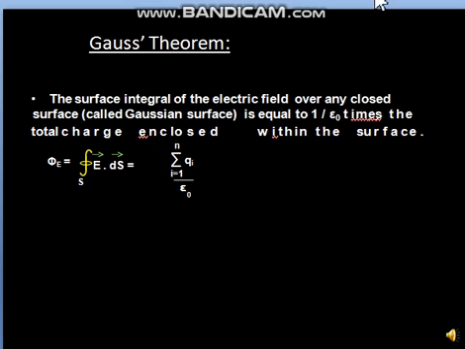So let's understand this very important theorem, that is Gauss theorem. I'm reading the statement of the Gauss theorem first. The surface integral of electric field over any closed surface is equal to 1 by epsilon 0 times the total charge enclosed within the surface. So the meaning is about phi, flux.